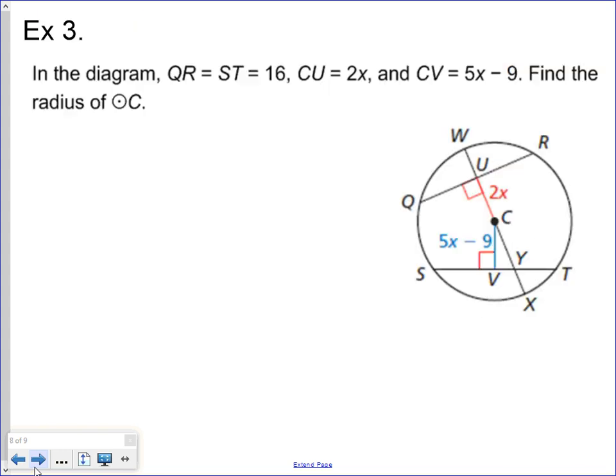So our first problem with that. In the diagram, QR equals ST, which are both 16. This is going to be crucial information, so make sure you pay attention to the directions. So it says QR is 16 and QR equals ST, which is also 16. They're both 16. So since those chords are the same length, the distance from the center to each chord, those little pieces in the middle, have to be the same as well.